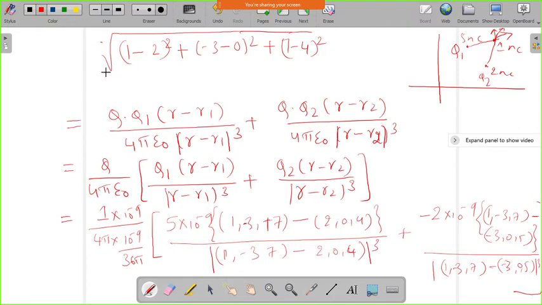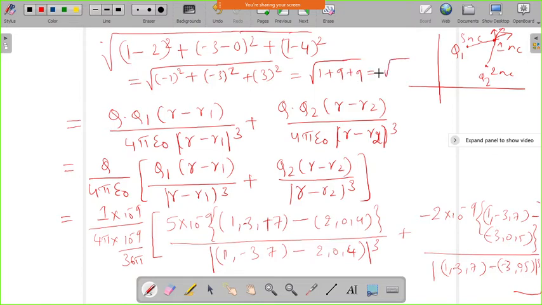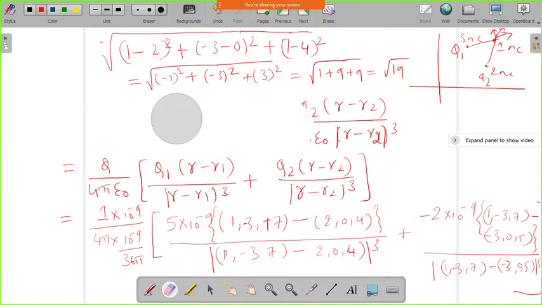Now this is the first one, so how much will this distance vector give? Square root of (1 minus 2, means minus 1) whole square, that is minus 1 square, plus minus 3 whole square, plus (7 minus 4, it is 3) whole square. So this gives square root of 1 plus 9 plus 9, which is nothing but square root of 19. So we can substitute square root of 19 whole cube, or we can write it as 19 power 3 by 2.